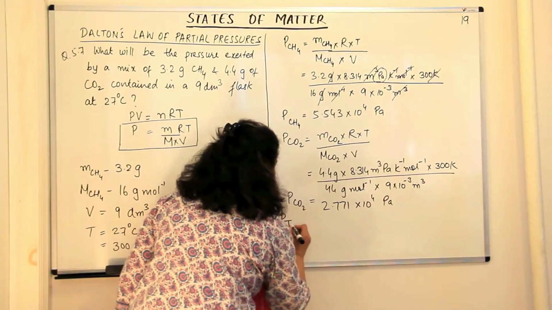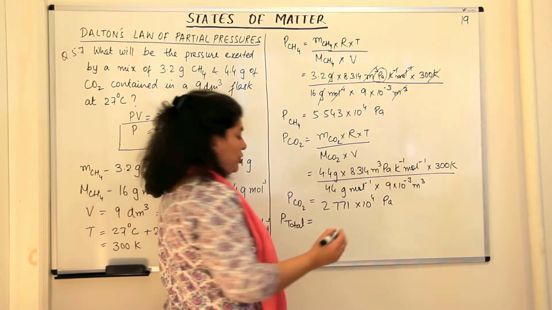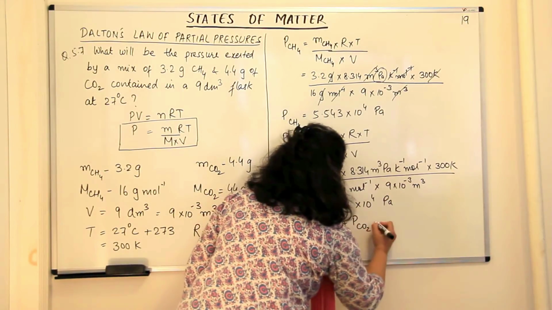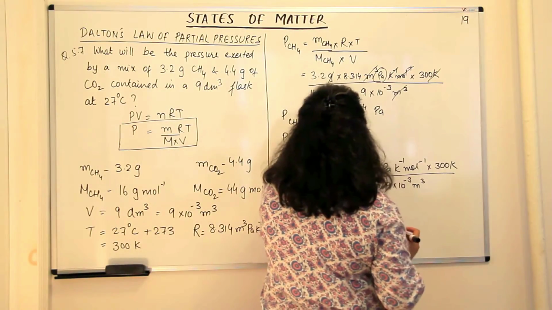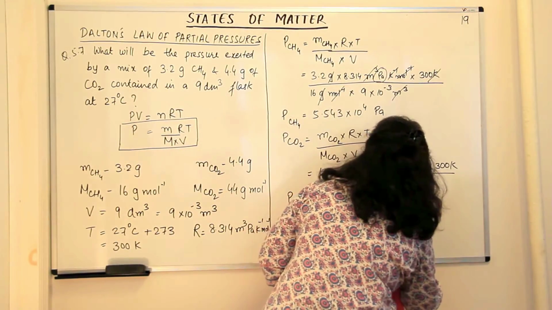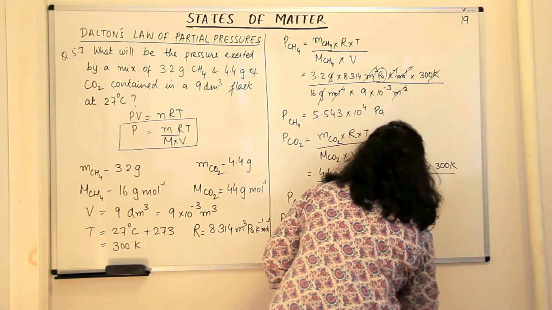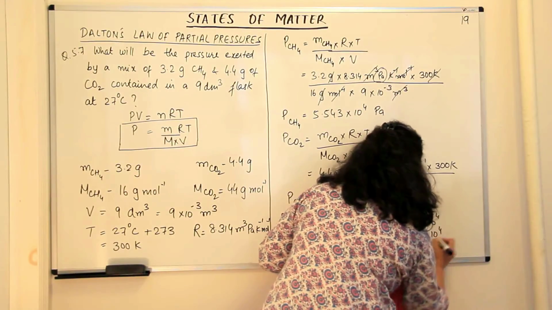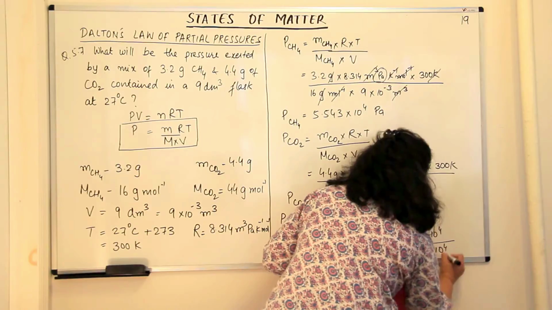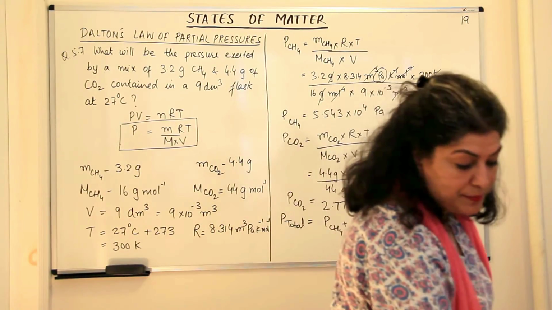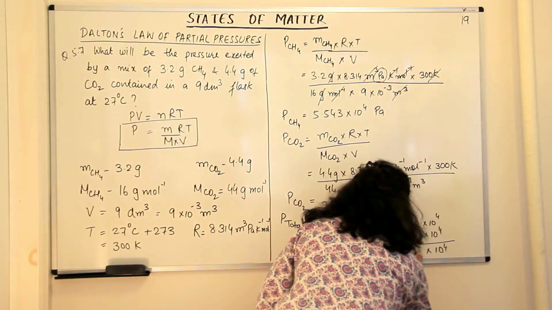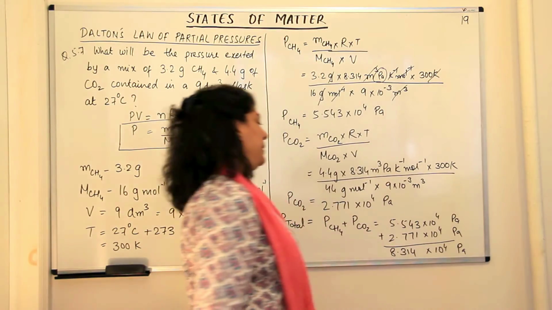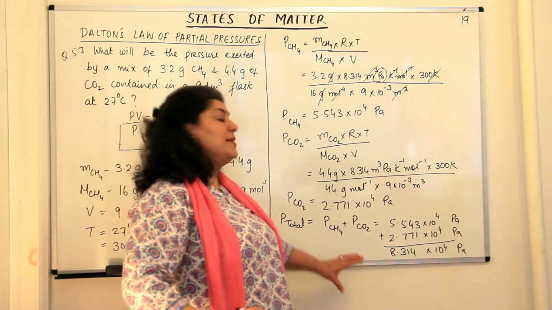Now what is P total? P total would be equal to the sum of the partial pressures. So it would be the sum of P methane plus P CO2. Put in the values. This will come out to be 5.543 into 10 to the power 4 plus 2.771 into 10 to the power 4. So 10 to the power 4 remains as such, and when you solve this, you'll get 8.314 into 10 to the power 4 pascals. Both of these are in pascals, so you get Pascal as your answer. So this is the total pressure.